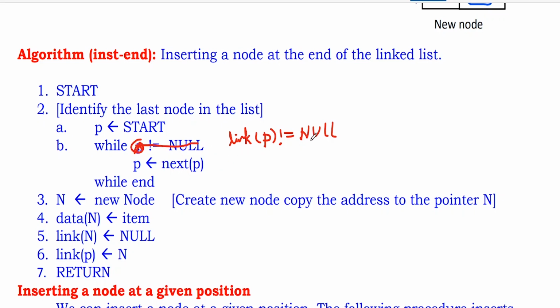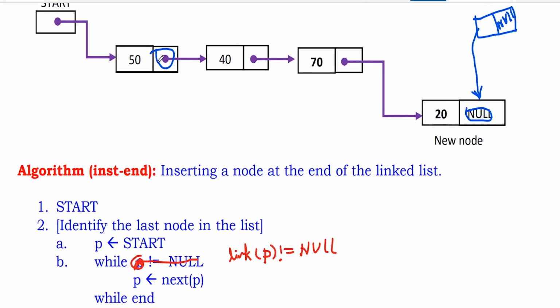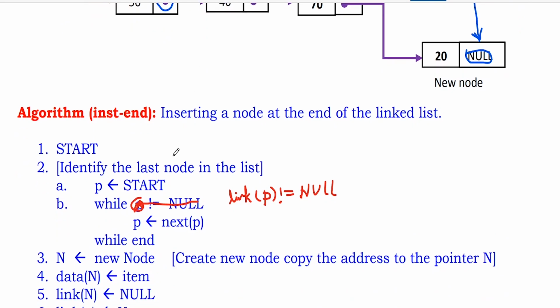So while link of P, now P is start, so you can take the same example. You see P is start, so link of start is not null, so go to the next node. That's what we need: P is equal to next of P. Here we use link of P; you can use whichever word the book has used. If they have taken the link field as a next field, then you use next here, or else you use link here. Any method is no problem, it doesn't make a difference. But be careful: whatever you write, the same thing has to be written here.